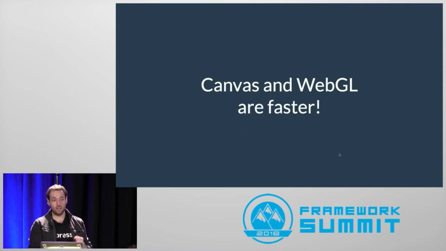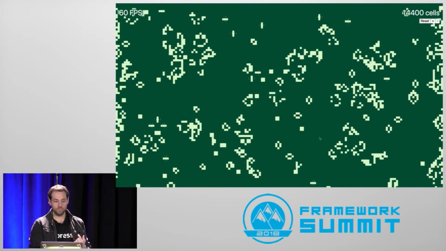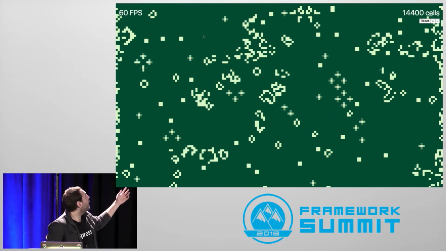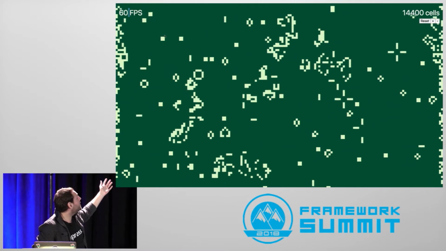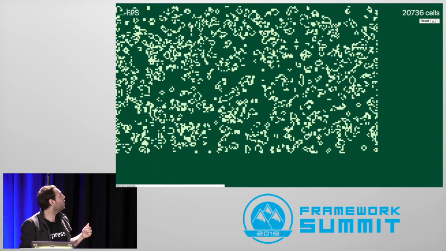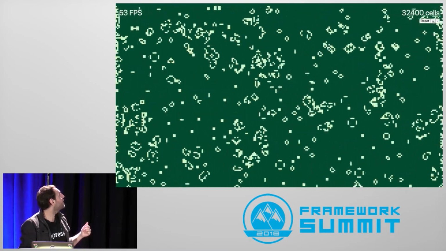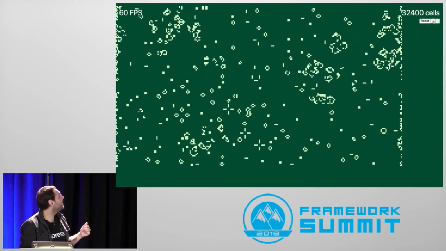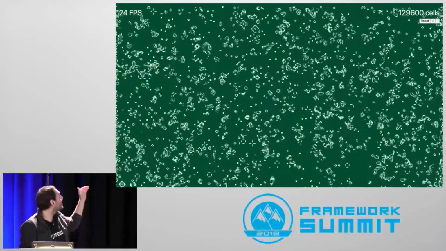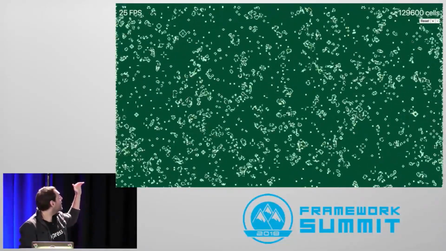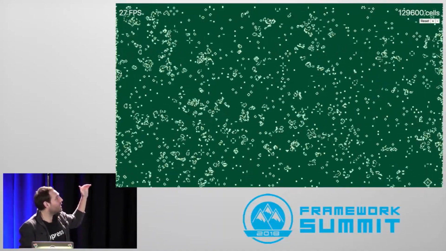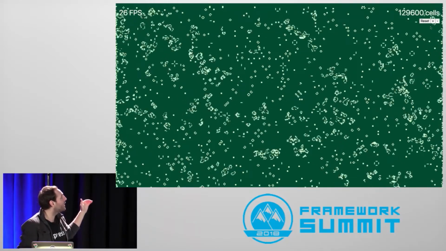Now, Canvas and WebGL, fortunately, are faster than SVG. Here's that same amount of cells with Canvas, and we're actually really steady at 60 frames per second. Let's take that a little bit higher, and a little bit higher. 32,000, still getting 60, a little bit higher. 129,000. Okay, now we're getting down to 25 frames per second, which is still pretty good for 129,600 constantly changing elements on the screen.